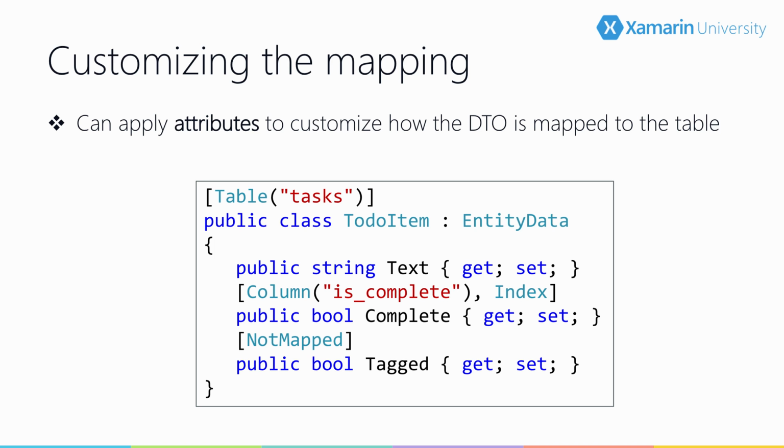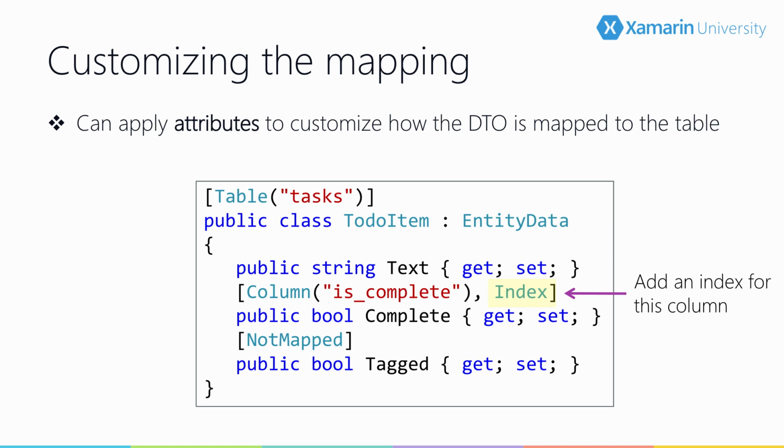These only change the column mappings. The DTO wire mappings are not changed by these values. So you can identify the table to map to this class. You can also change the name of the column through a column attribute. You can indicate that some properties have no database representation and should be ignored by NAD Framework. And you can add an index to the column so that it can be searched efficiently in a query.